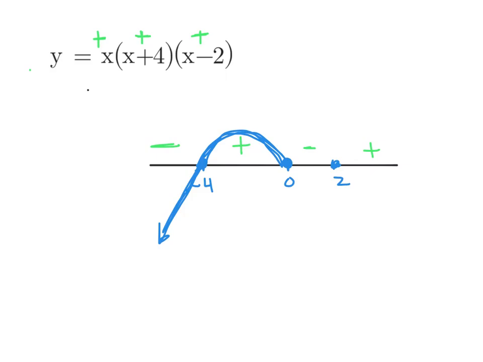Similarly, from 0 to 2, our y-coordinate is negative, so we're going to be underneath the x-axis. And then beyond 2, our y-coordinate is positive, so it's going to stay above the x-axis. Now, this isn't an extraordinarily accurate graph, but it is a good sketch of a graph. It gives us an idea of what this function will look like without all the details of exactly how high the maximums and minimums are. But that's how you can use a sign chart to come up with a sketch of a graph.